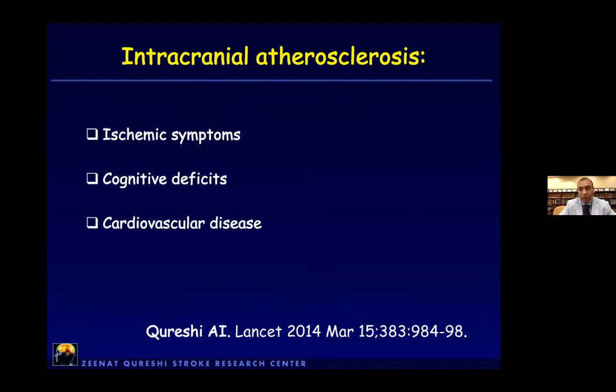The first one that we are most aware of is ischemic symptoms: a minor ischemic stroke, major ischemic stroke, or a transient ischemic attack, ipsilateral to the distribution of the stenotic artery. But more and more recognition is coming on cognitive deficits, so that intracranial atherosclerosis leads to progressively worsening cognitive deficits. And the third thing is that patients who have atherosclerosis in the intracranial circulation also appear to have atherosclerosis in other vascular beds. So sometimes the manifestation can be other cardiovascular events, including coronary events.